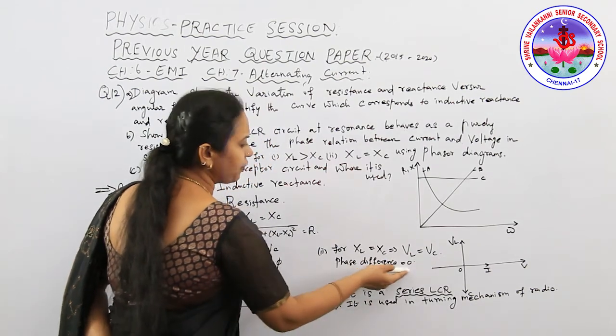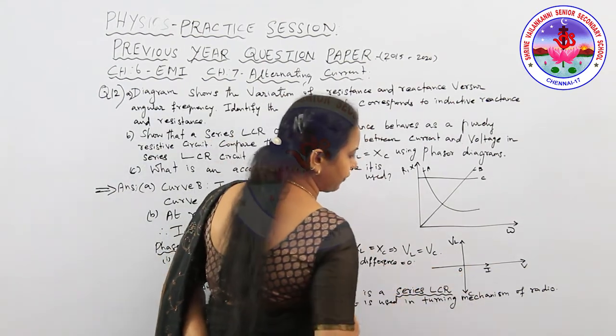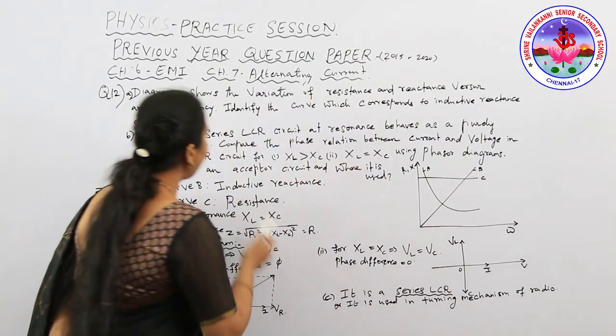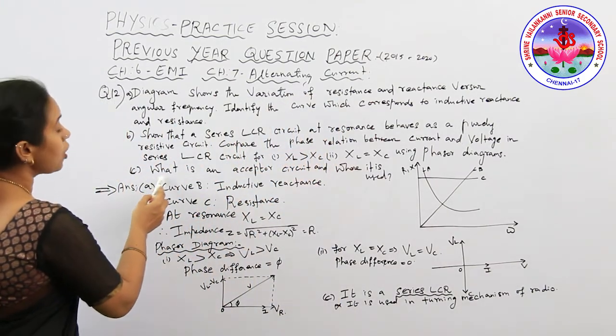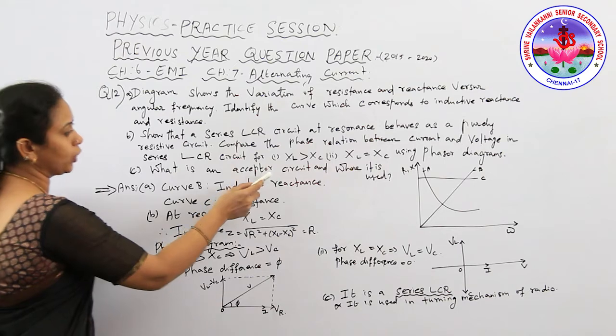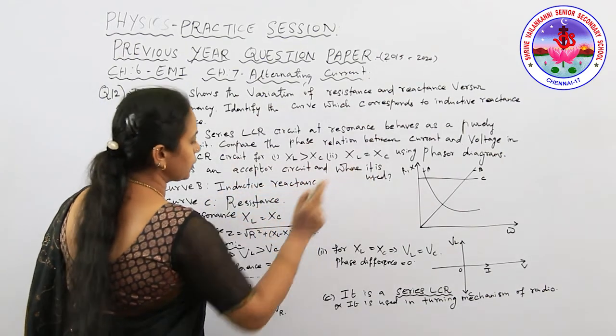So the phase difference is 0. There is no phase difference for that. Okay. Here the third part of the question they asked, what is an acceptor circuit and where it is used?